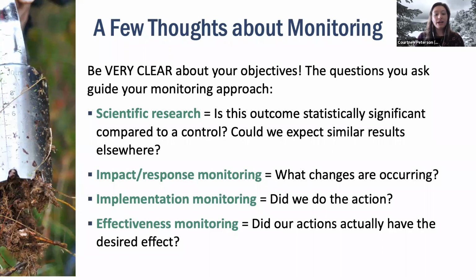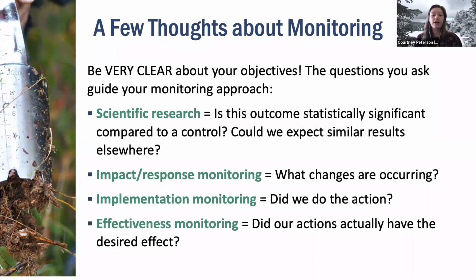Another type of monitoring is impact or response monitoring. This is really looking at what changes are occurring over time. This monitoring consists of repeated measurements done to specific standards. For example, we could use stocking surveys to measure growth, or canopy cover or ground cover or survival of planted seedlings.